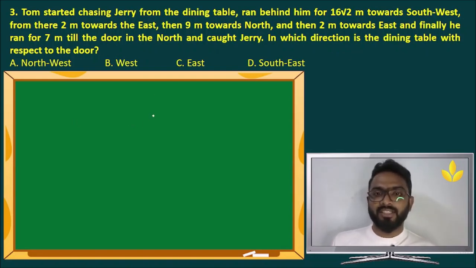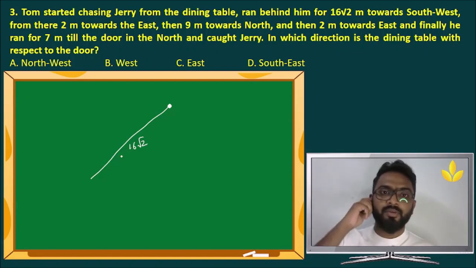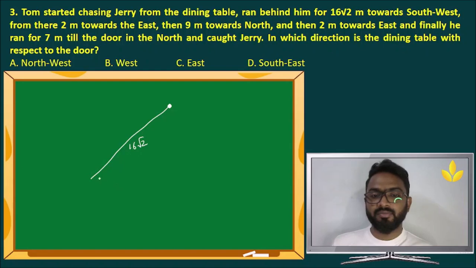Tom started chasing Jerry from the dining table and ran behind him for 16 root 2 meters towards southwest. Southwest is this direction, and this is 16 root 2. Okay, from there 2 meters towards east. So he's 16 root 2 over here.